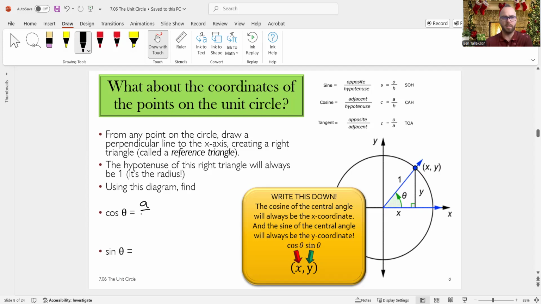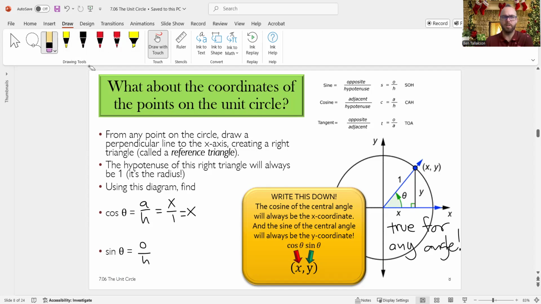Cosine is adjacent over hypotenuse, and this is theta. So since we're dealing with theta, we don't know the angle, right? So remember a moment ago I said this is pretty profound, and here's why. What you're about to find is true not just for a specific angle, but any angle. In this case, theta is unknown. That's the angle we care about, that central angle. And the adjacent side is going to be between the angle we care about and the right angle. So we have x over 1, which is just x.